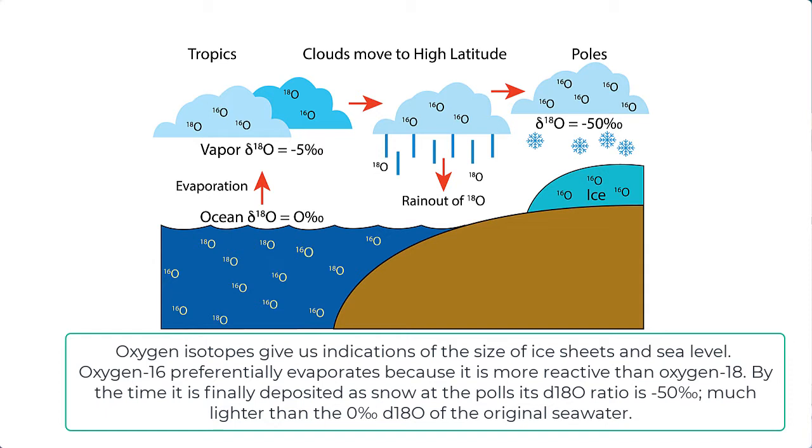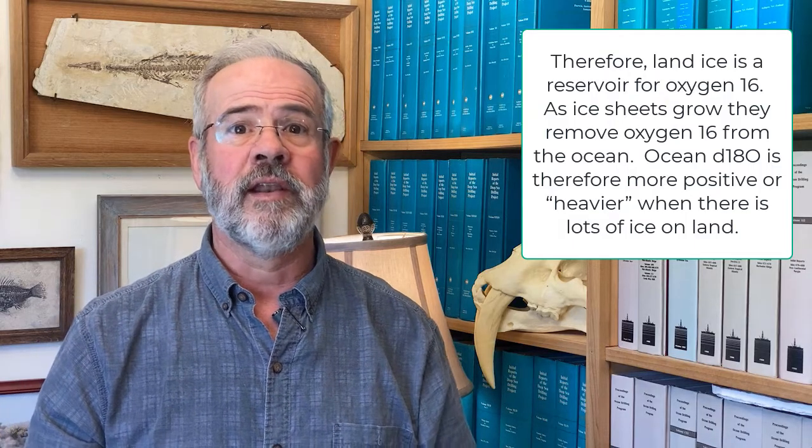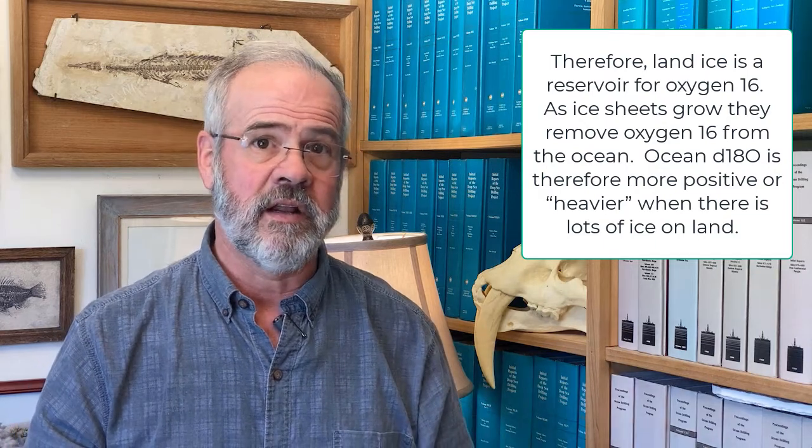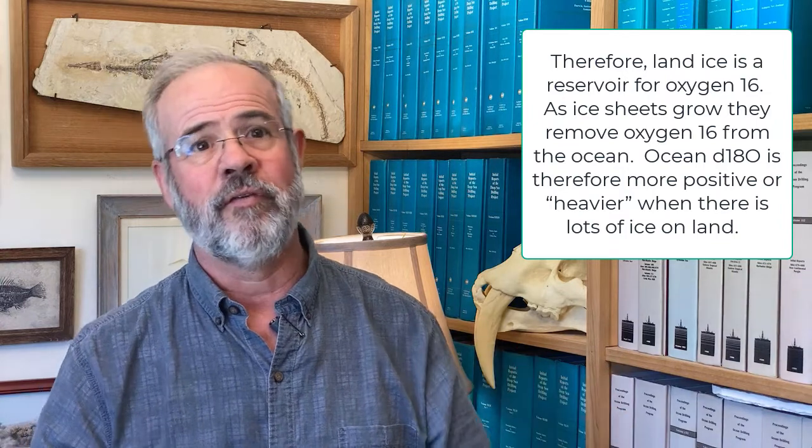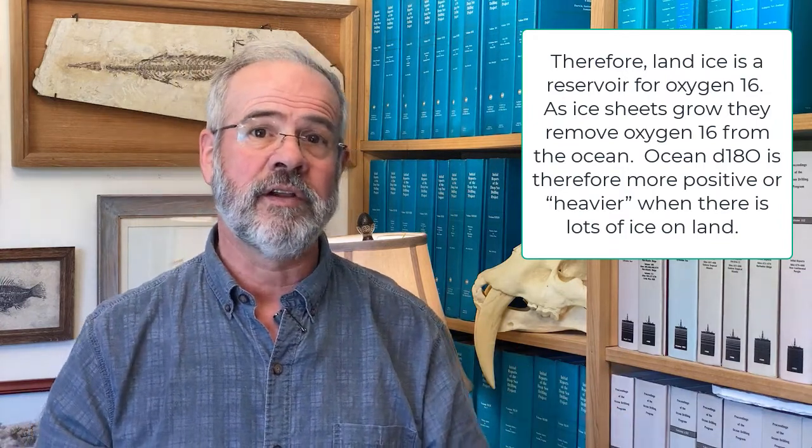For example, Antarctic precipitation and glacial ice has an oxygen isotope ratio of, say, negative 50 per mil, compared to the 0 per mil seawater that ice was originally derived from as evaporated water. So the more ice there is on land with lots of oxygen 16 in it, the less of this isotope there is in the ocean. This is a classic reservoir effect, like I mentioned at the start of class.